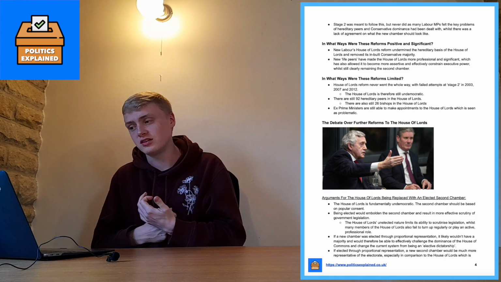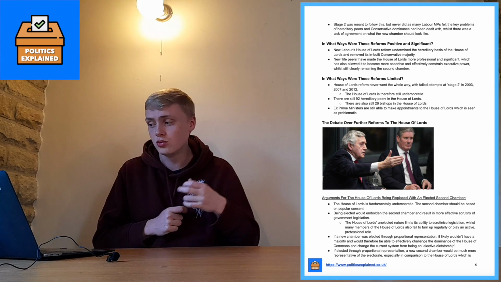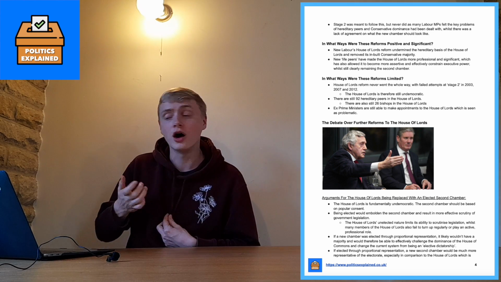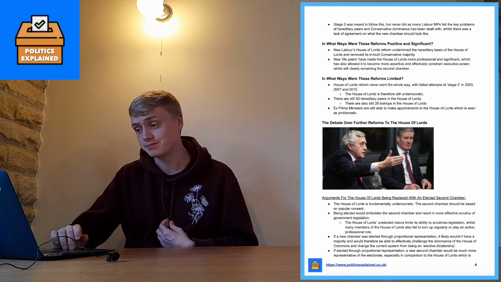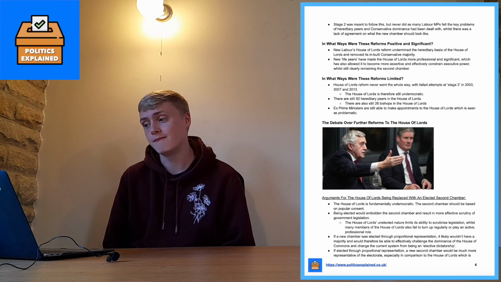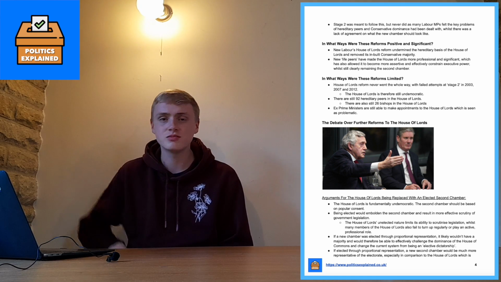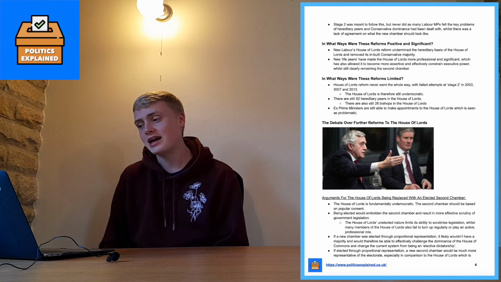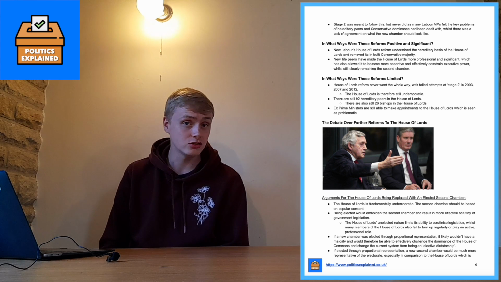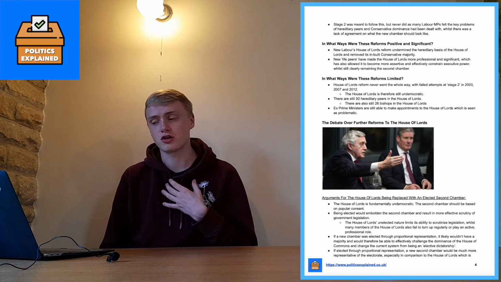On the other hand, the argument that these reforms were limited is that the House of Lords reform hasn't yet gone the full way, with failed attempts at stage two in 2003, 2007, and 2012 under the coalition. And the House of Lords is therefore still undemocratic, which can still be seen as quite a problem. There are still 92 hereditary peers in the House of Lords as well, and 26 bishops, all of whom, of course, no one's elected in the House of Lords, but life peers are seen as there on their own merit. And ex-prime ministers are still able to make appointments in the House of Lords, which is seen as problematic. Look at the videos on the Parliament topic on the Politics Explained YouTube channel for a bit more detail on the problems with the appointments process.